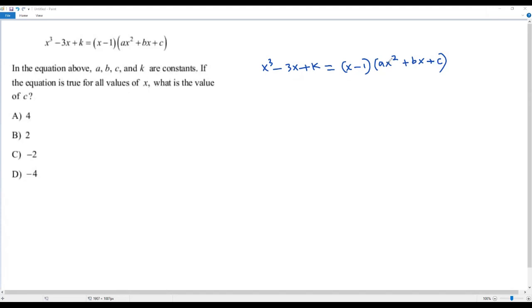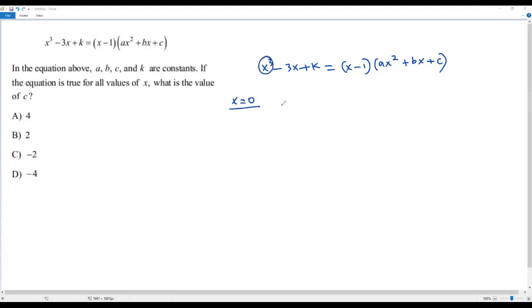Since we have to find the value of this constant c, if I plug in x equals 0, the constant a will become 0 and the constant b also will become 0, because this term contains x, this one also contains x. When you plug in x equals 0, this one will become 0. When 0 is multiplied by a, it will become 0. So both these two terms will vanish when I plug in x equals 0. Okay, now let me do it.